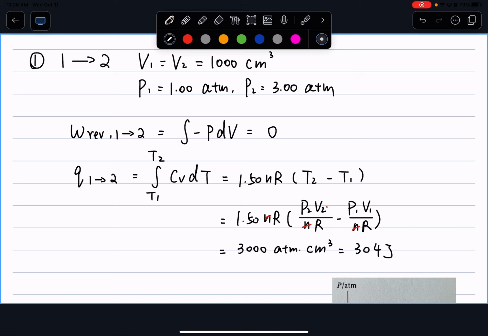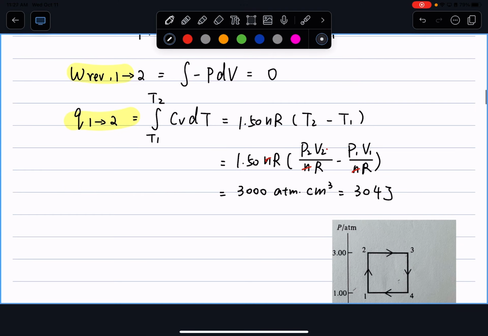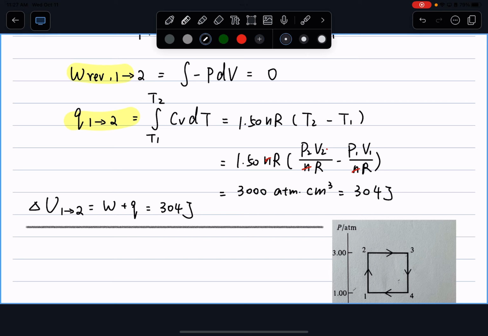All right. And at the end, now we have our W, we have our Q, we can find our delta U. So delta U equals W plus Q, and that just equals 304 joules. And let me specify, it's the delta U for the process 1 to 2. All right, so that's our first step.